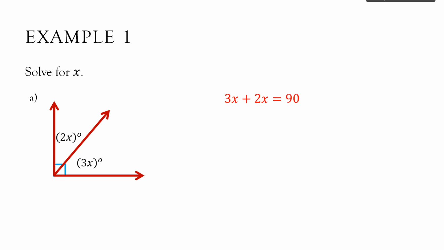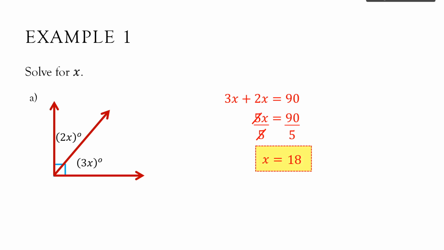Well, on the left, I have 3x and 2x. These are like terms, so I can pull them together to give me 5x is equal to 90. Alright, so now how do I get x by itself? Well, on the left, I have 5 times x. I want to get rid of this 5 somehow. So what's the opposite of times 5? I should be dividing by 5 on the left and the right. So on the left, the 5's cancel out, leaving me with x is equal to 90 over 5. I should get 18. So I'm claiming here x is equal to 18 degrees. So we solved for x in this part A.